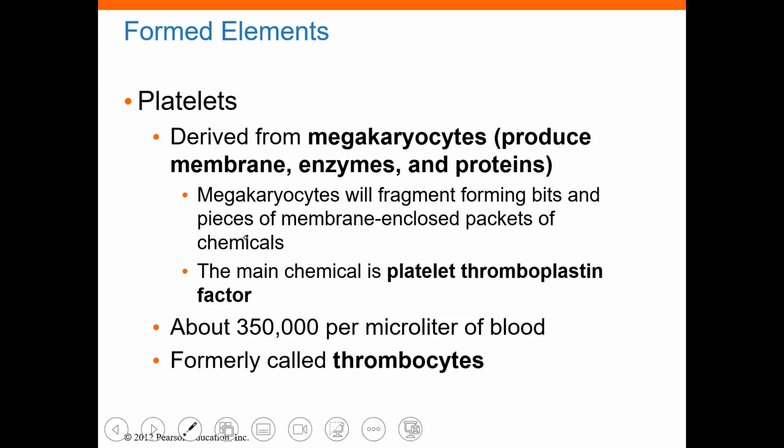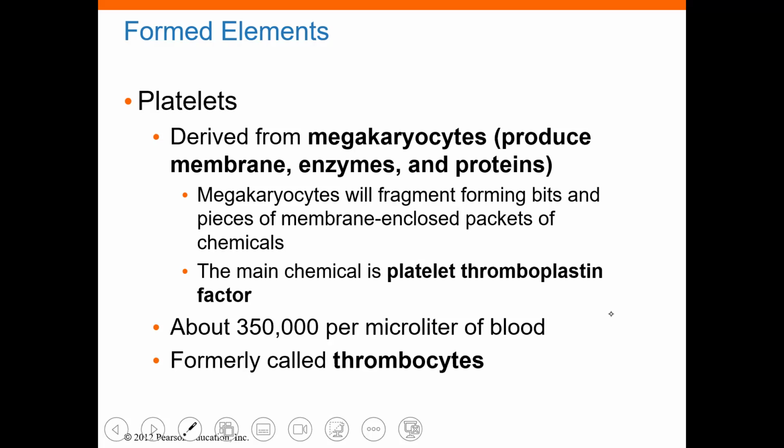Our platelets are derived from megakaryocytes. So mega is big, kary is a nucleus, and then cell, okay? Megakaryocytes. They break or fragment, like a big plate, right? Looks like you drop the plate and it fragments and forms bits and pieces of membrane-enclosed packets of chemicals. And their main chemical is platelet thromboplastin factor. So this is blood clotting.